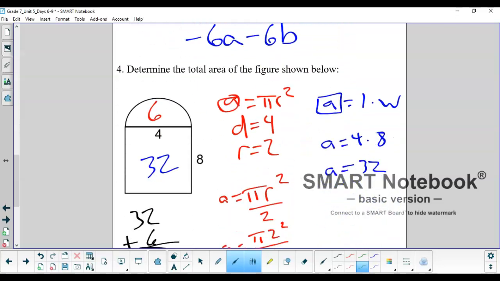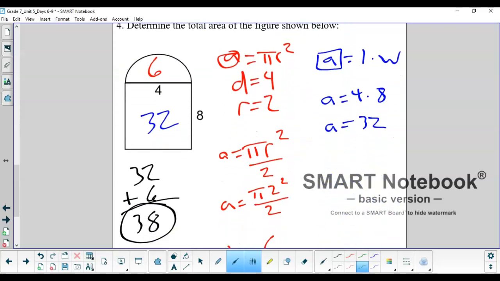And then today's number 4 is a little bit different than yesterday's number 4. We're determining the total area this time. So the first thing I wanted to start off with was my 2 area formulas, area of a circle and area of a rectangle, since those are the 2 shapes I'm dealing with. I'll do the circle first. This diameter line lets me know that I have a diameter of 4, therefore the radius would be 2.